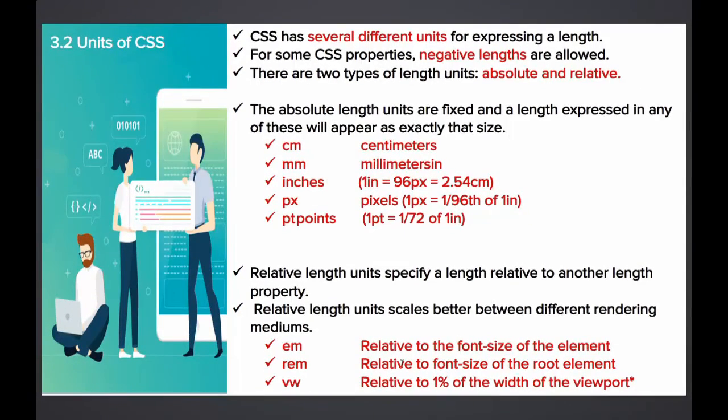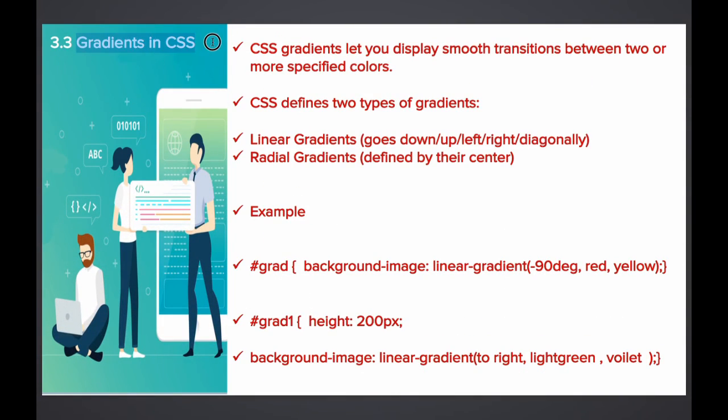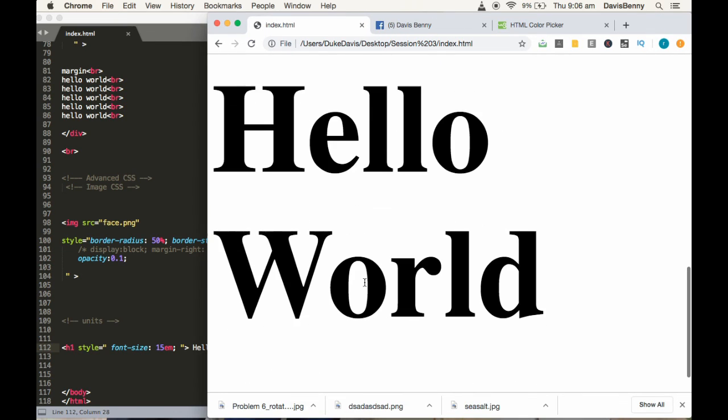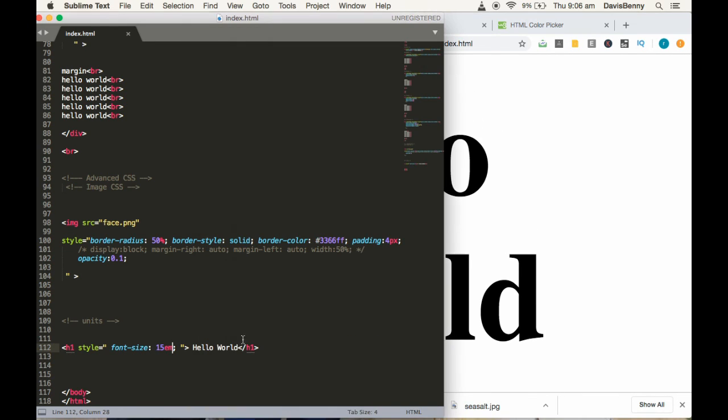Okay, now let us move to the final topic, gradients in CSS. Gradients help you smoothly transition between two or more specified colors. CSS defines two types of gradients: linear gradient and radial gradient. We can create a gradient using background-image equal to a gradient function. You got the idea, right? We'll add a gradient to the text.